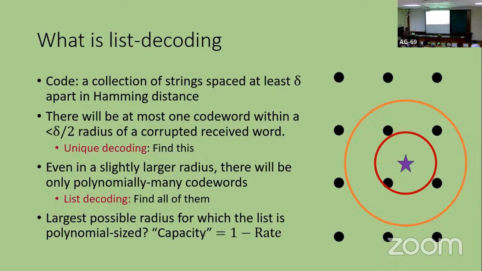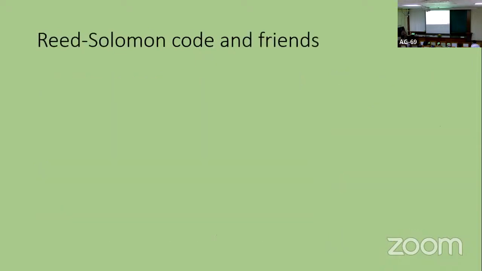Rate, again I'll show you later, is sort of the density of information. If we go beyond capacity, the question doesn't really make sense. So our question is, if we can do unique decoding, how much bigger can we make this radius? Can we go all the way up to capacity, if that's possible?